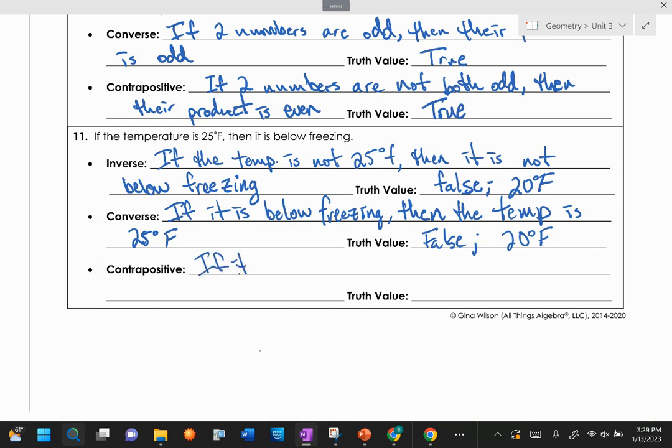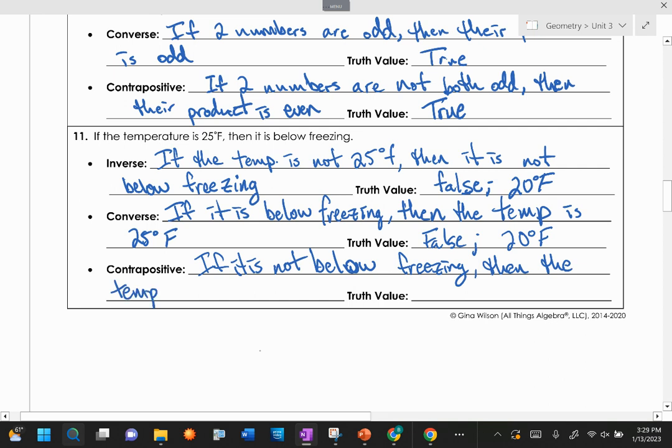If it is not below freezing, then the temperature is not 25. If it's not below freezing, then it's not 25 degrees. It's basically saying like water freezes at 25 degrees.